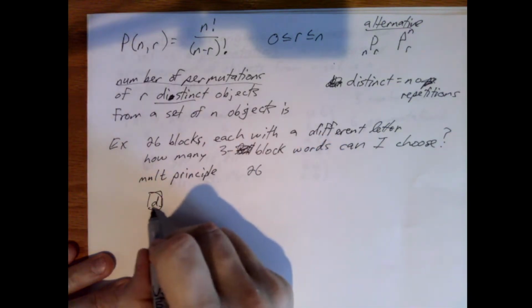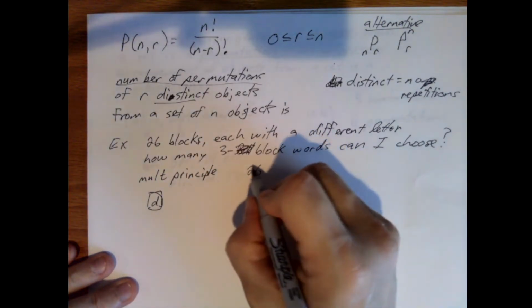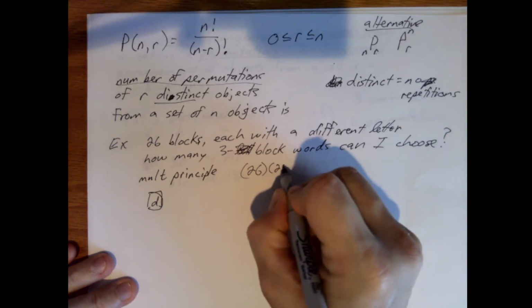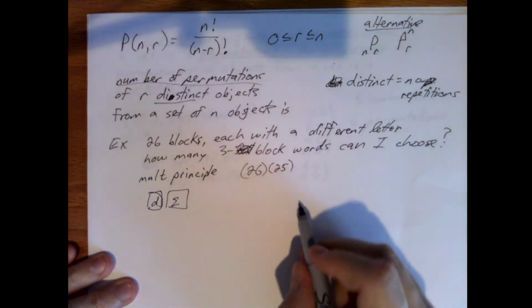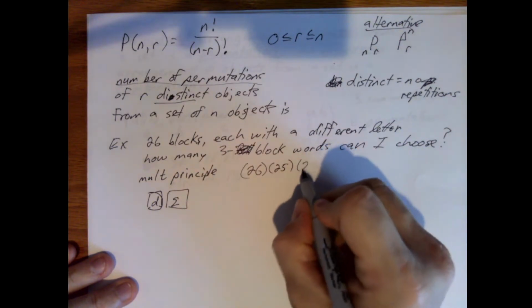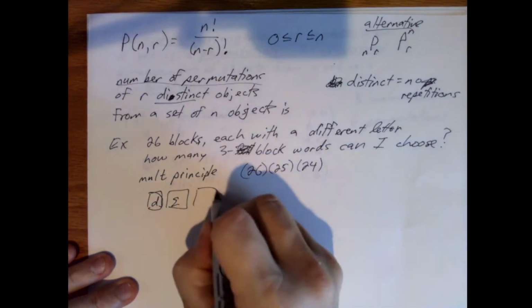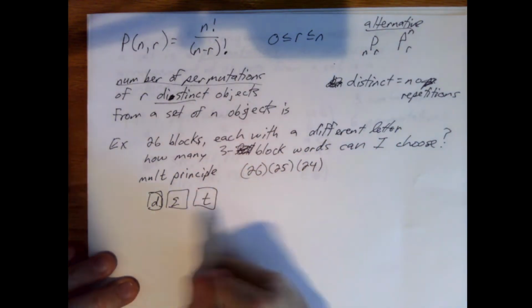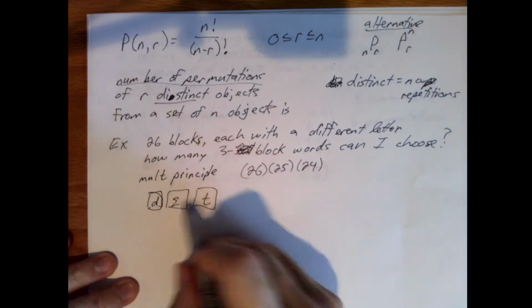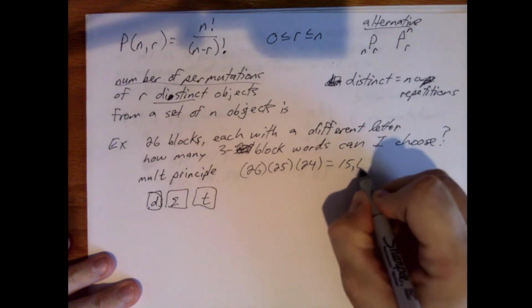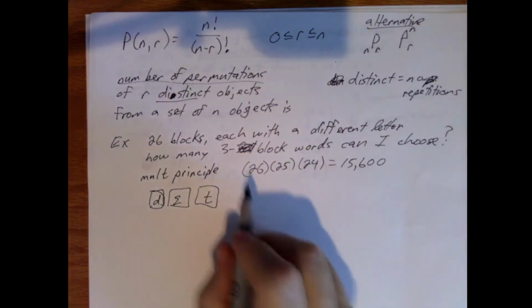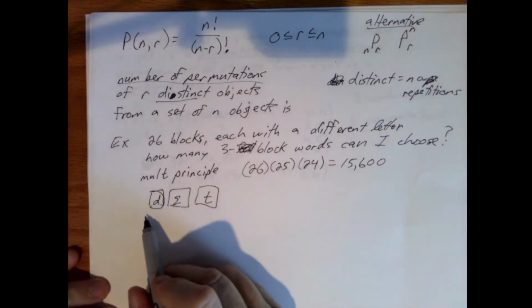And what do I have next? Well, now I pick one of the other 25 letters, so maybe I get Q here, and finally I have 24 others to choose from, so maybe I get T here. So these are nonsense words, but we're just talking about all the different permutations. So this right here is equal to 15,600. Right? There's no repeats here. I pick a block and I keep it.